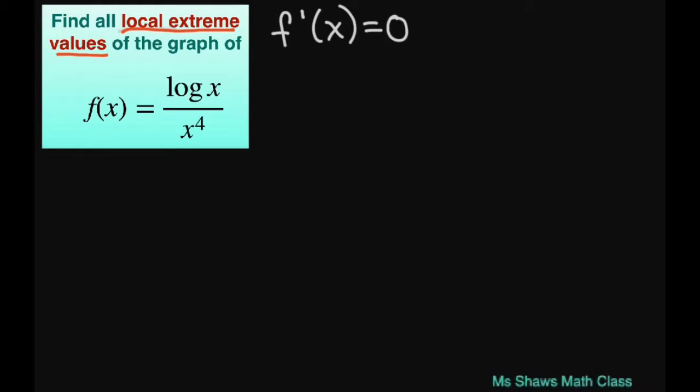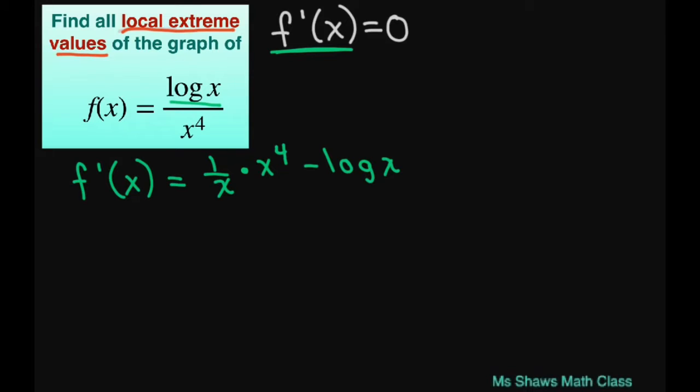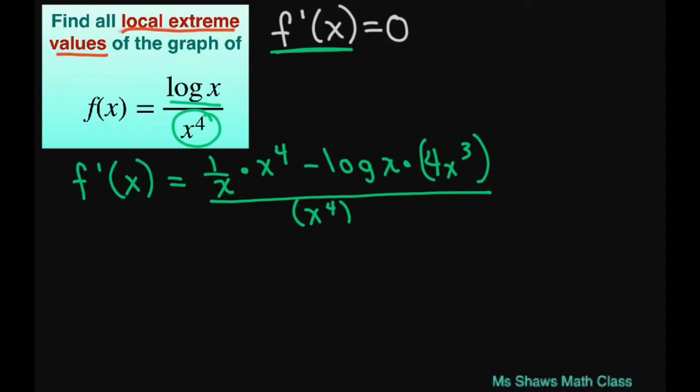using the calculator. So to find the exact values for your local extreme value, we want to take the first derivative here and set it to 0. So we're going to have to use the quotient rule. So we have f prime of x, and we're going to take the derivative of log of x, which is 1 divided by x, times the denominator, minus your numerator, log of x, times the derivative of your denominator, which is going to be 4x cubed. And then this is all going to be divided by your denominator squared.